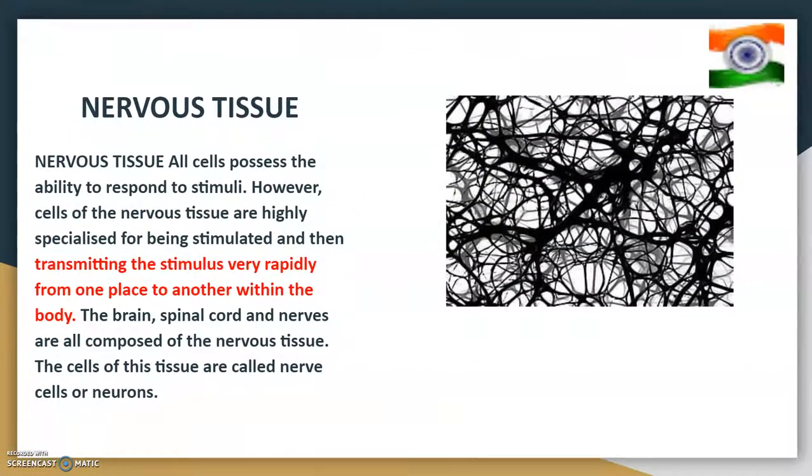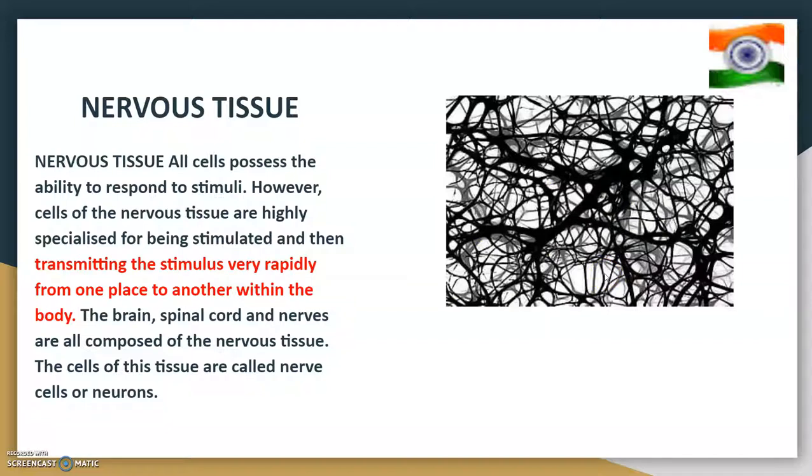Nervous tissue. All cells possess the ability to respond to stimuli. However, the cells of nervous tissue are highly specialized for being stimulated and then transmitting the stimulus very rapidly from one place to another within the body. The brain, spinal cord and nerves are all composed of nervous tissue, and the cells of this tissue are called nerve cells or neurons.